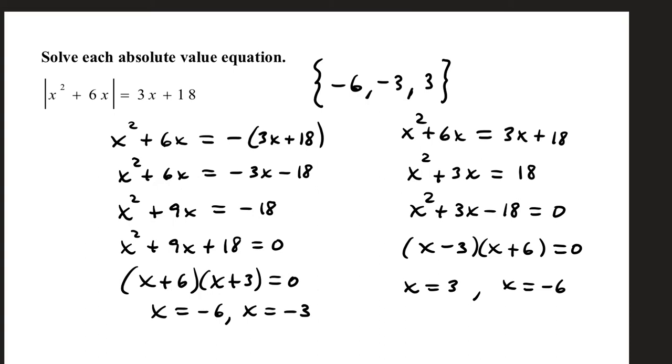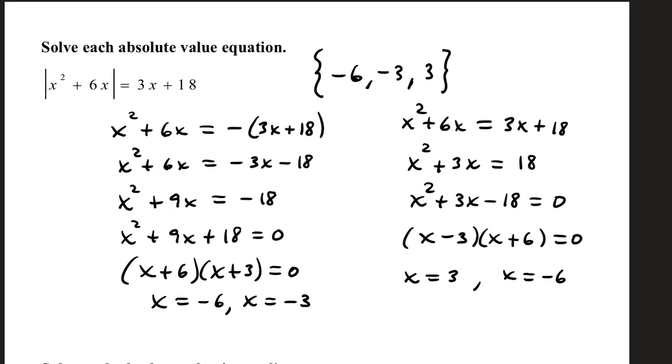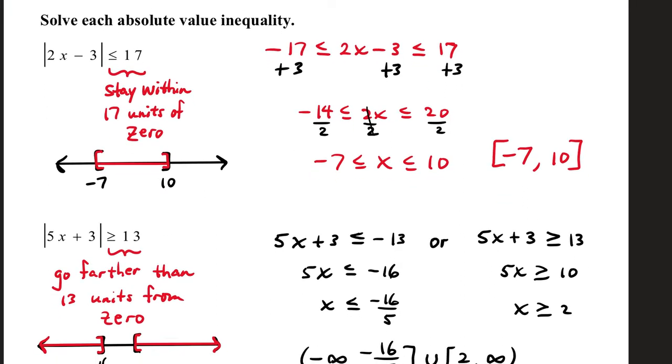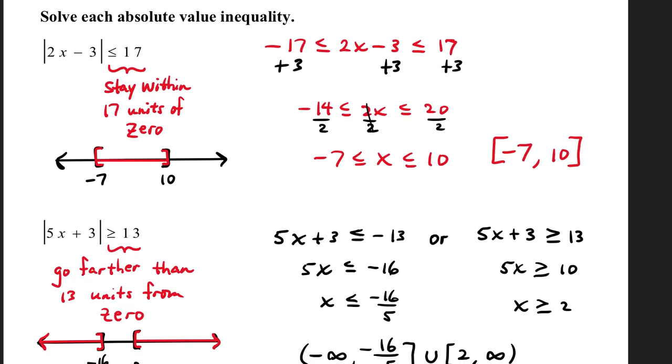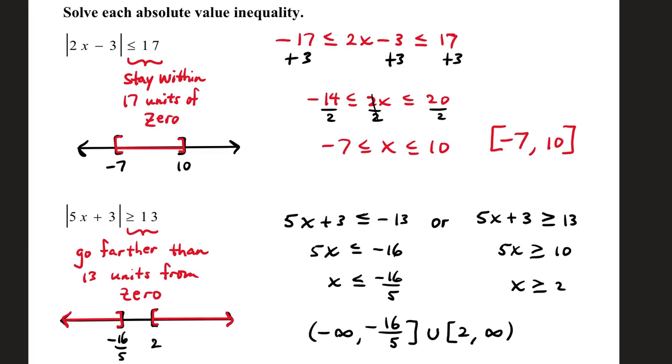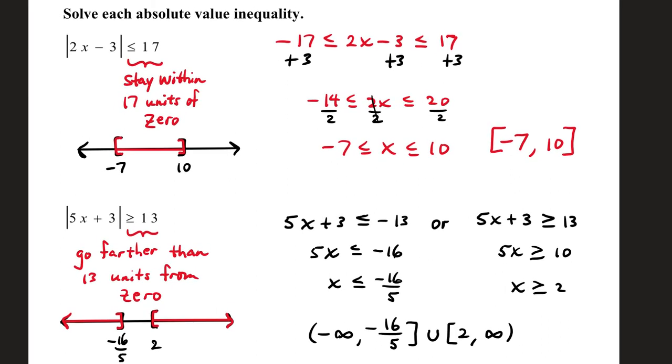Now we're going to switch to solving absolute value inequalities. Let's remember that distance from 0 is what we're really looking at when we talk about absolute value. In this top example, on the first slide, this was an equal sign, but I'm going to change it to a less than or equal to.